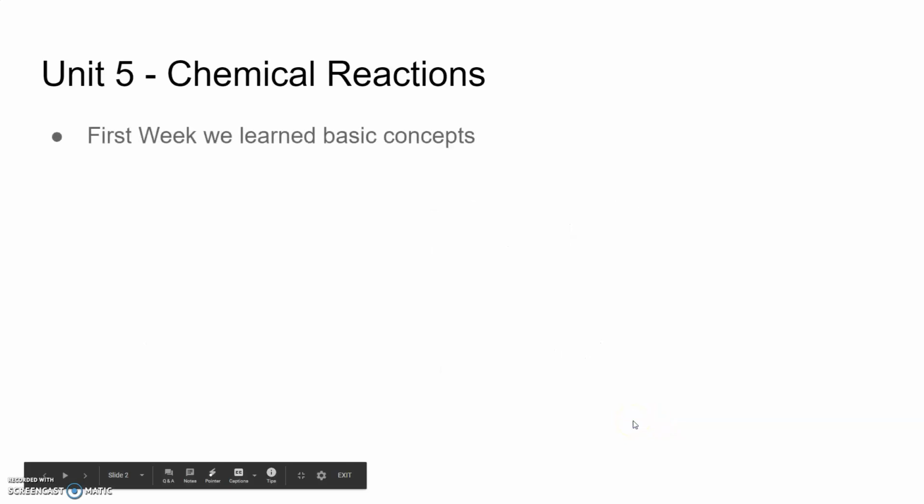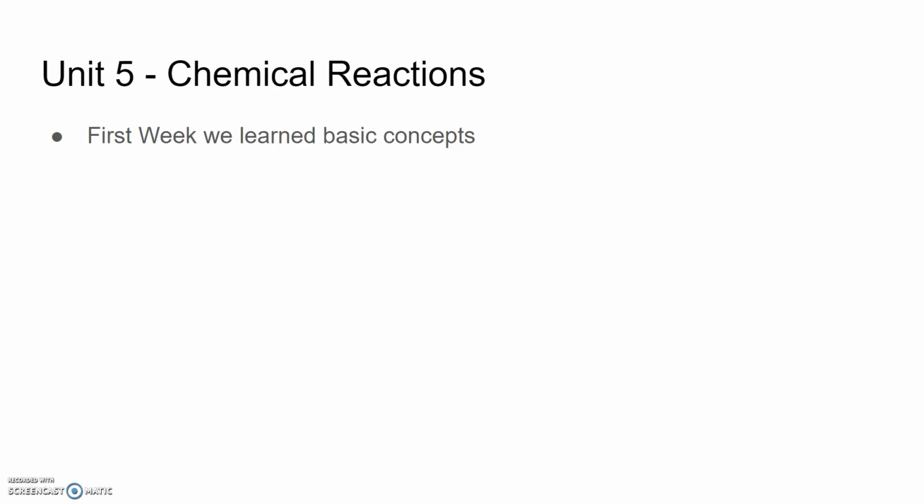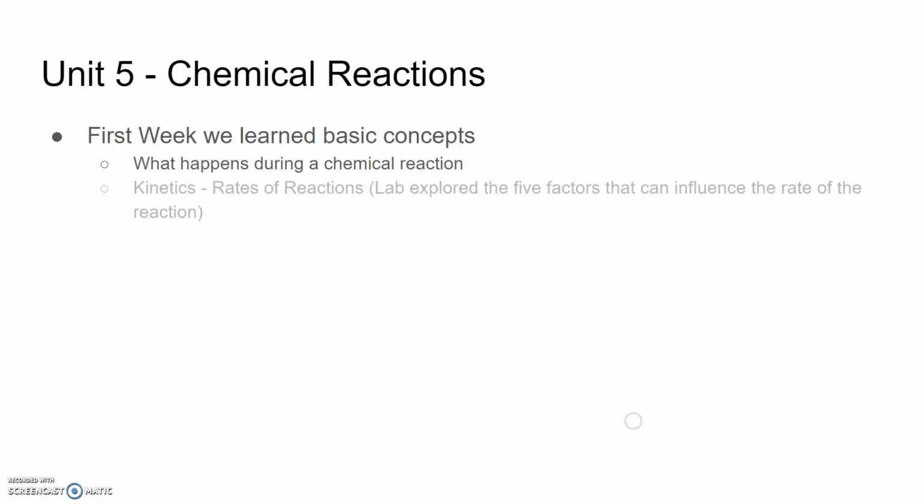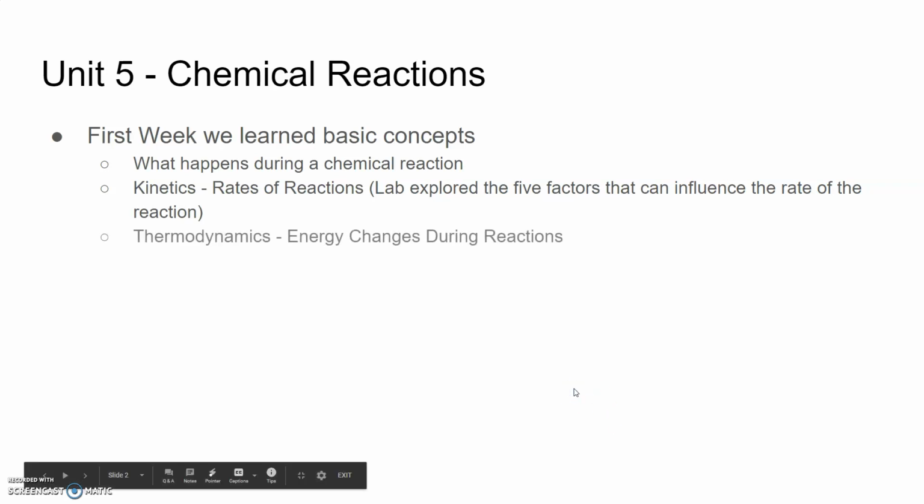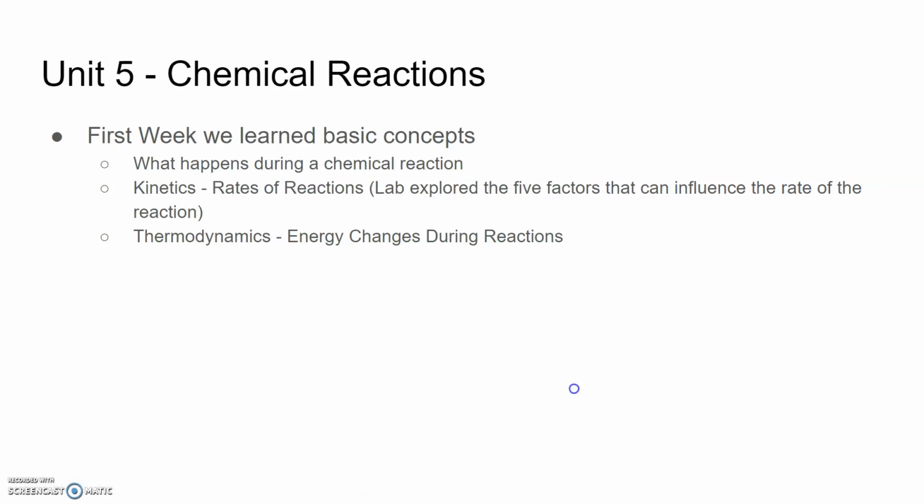All right, so in Unit 5, we learned about chemical reactions. In the first week, we learned some basic concepts. We learned what happens during a chemical reaction. We learned about kinetics, which is the study of rates of reactions. And we did a lab in which we explored 5 factors that influence the rate of a chemical reaction. We also learned some thermodynamics, which discusses the energy changes during the reaction. And there are two main types of reactions that we look for there.